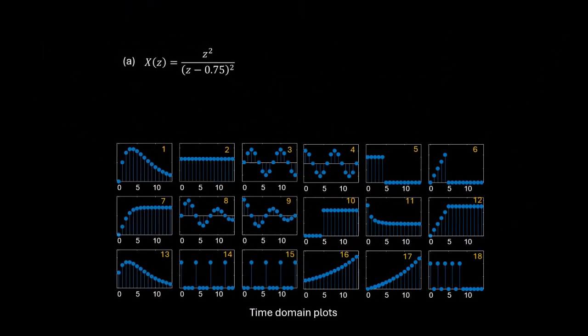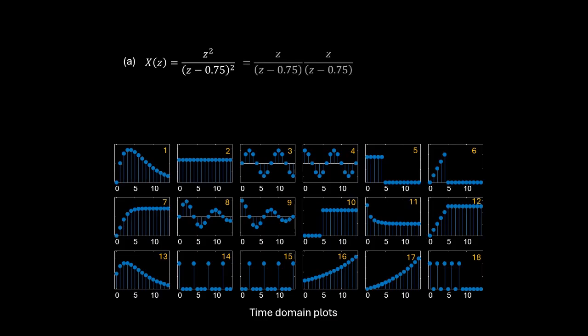Let's start with the first expression for X of z that we will express as the product of these two functions. Yes, I know that's X of z in Canada, X of z in some other places. The first and second term of this product are both associated with the same discrete exponential, and this product in the z domain involves a convolution in the time domain. You can pause the video at this point and look at those plots and see which one is x of n, that is the inverse of X of z.